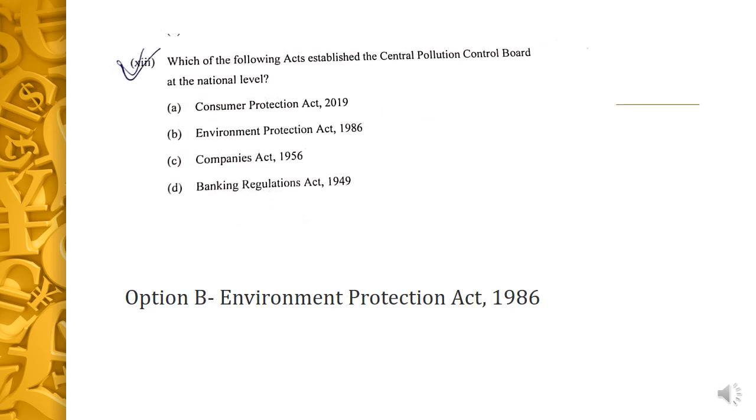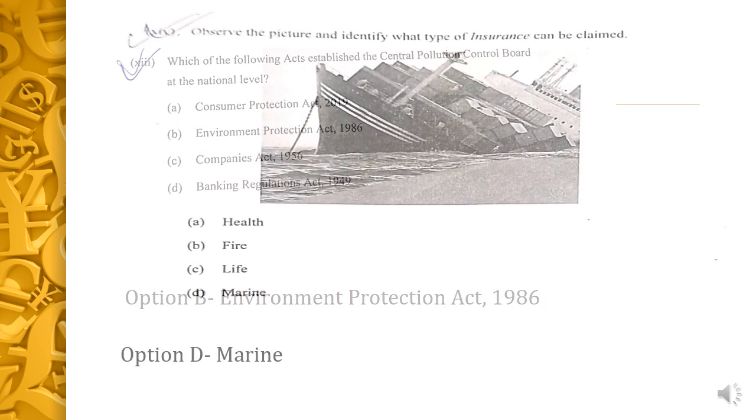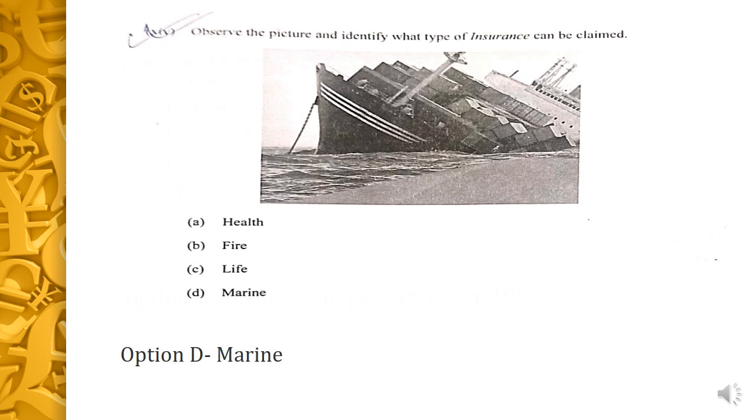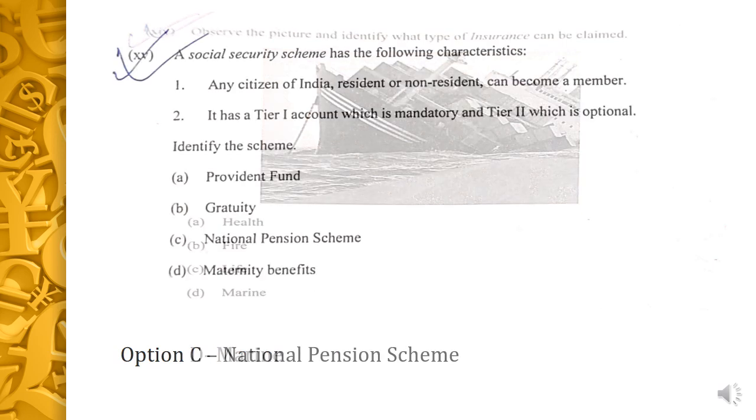CPCB has been established under the Environment Protection Act 1986. Over here, the answer will be option D, but the more exact option could have been marine hull, but over here it will be option D, because the ship is shown sinking and the owner can claim marine insurance.